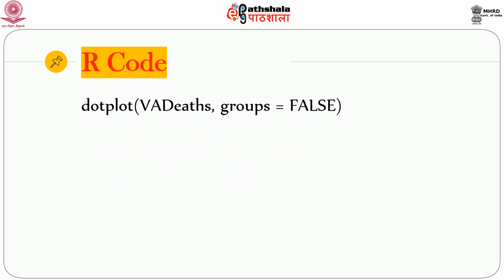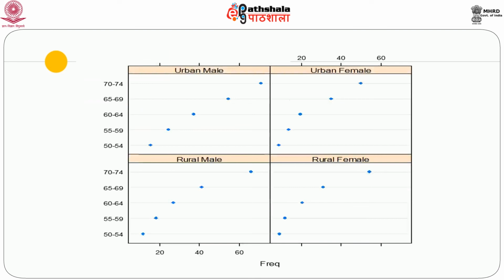Look at the R code. Here we are using all the other default settings, and along with that we are using default equals false. And look at the output that we are having here. These are primarily dot plots of death rates cross tabulated by age and demographic groups. Now have a look at the next one.